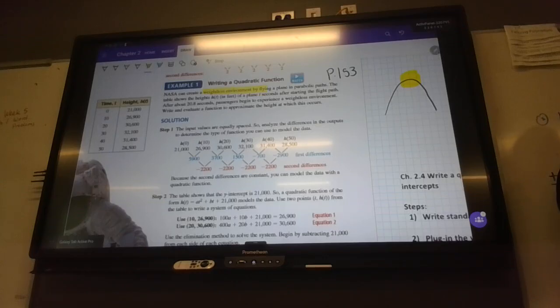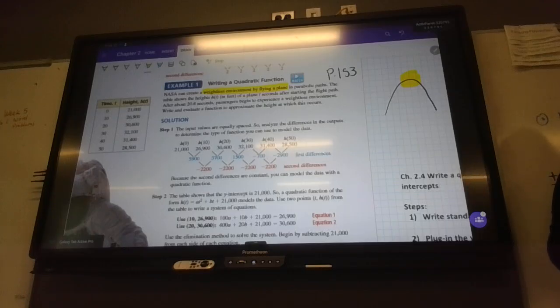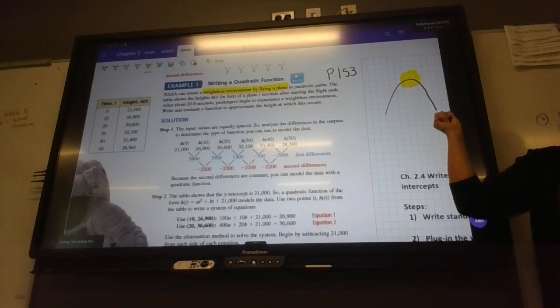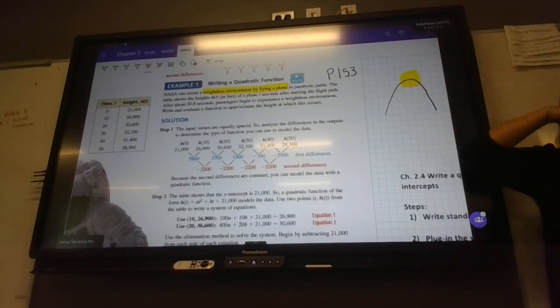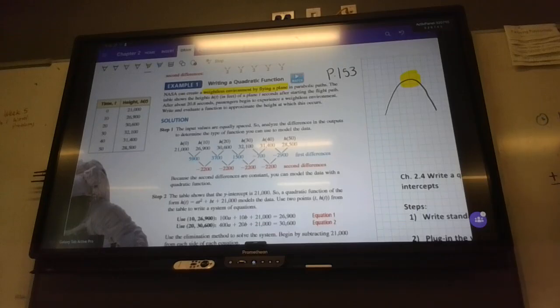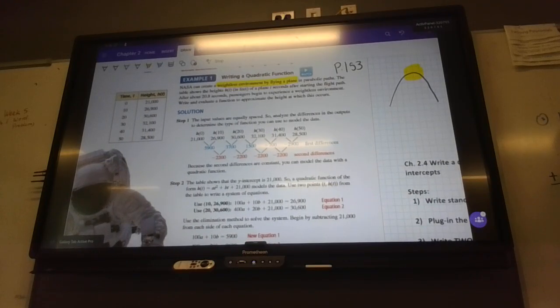They say weightless environment. That means we think about that as anti-gravity. Anyway, it's literally on a parabolic path, and it's right here that the people start to float. The table shows the height of the plane after the flight path. After 20.8 seconds, passengers begin to experience a weightless environment. People used to pay to go up there. I don't know if that's still a thing. But here's your table, and here's the height of the plane.